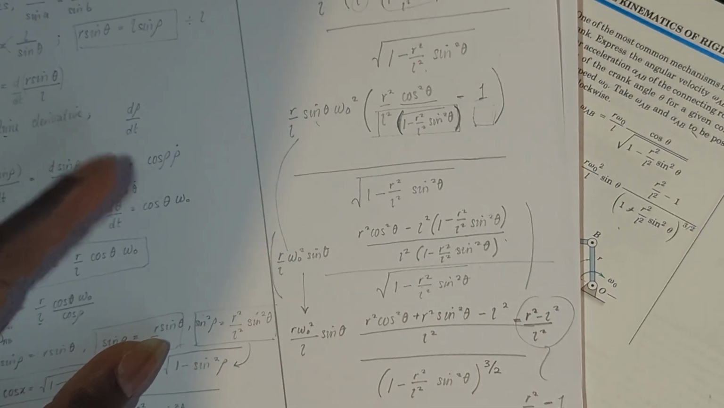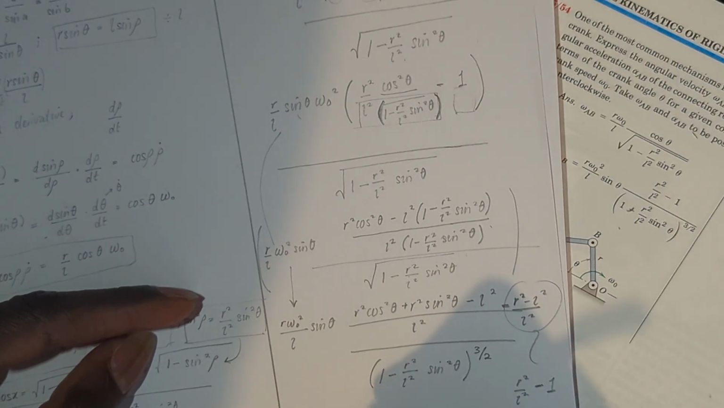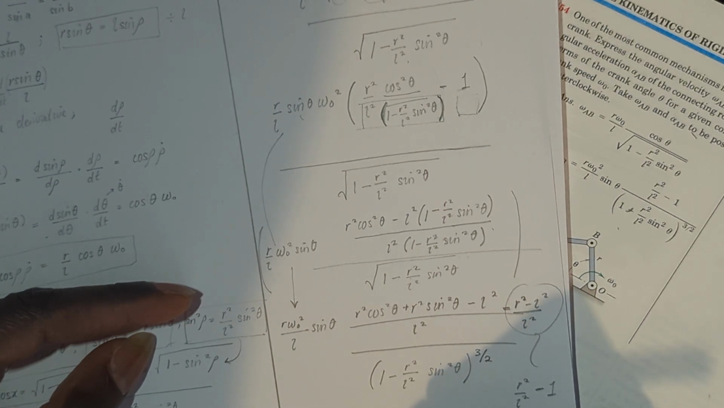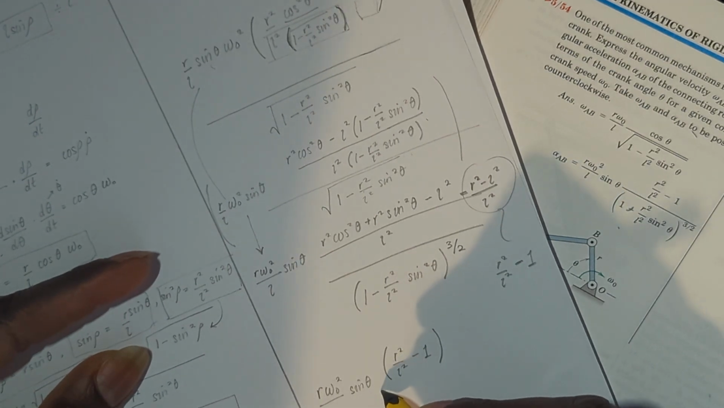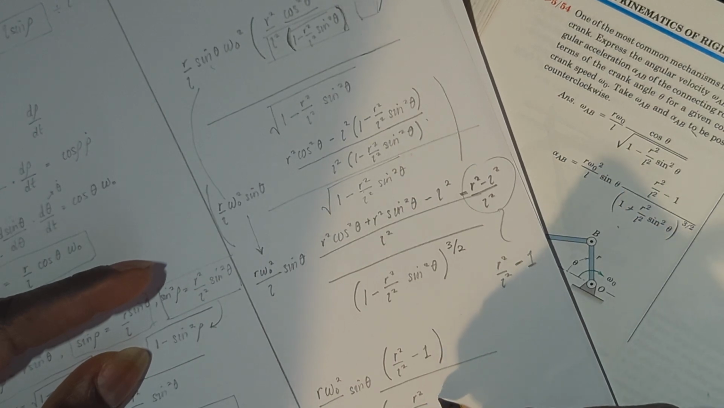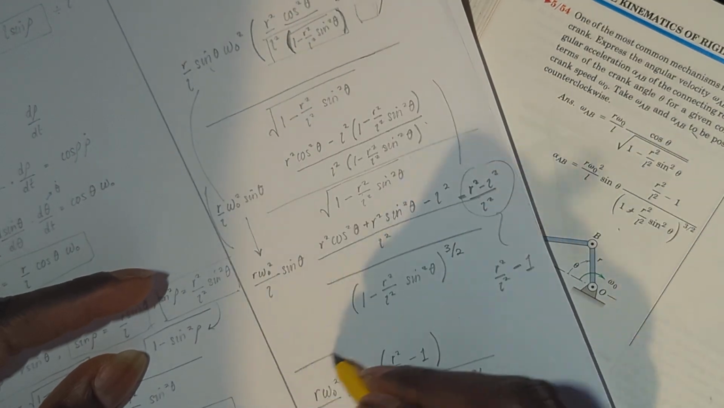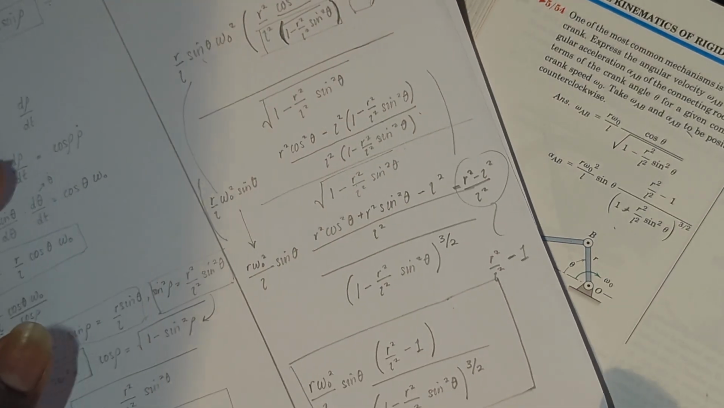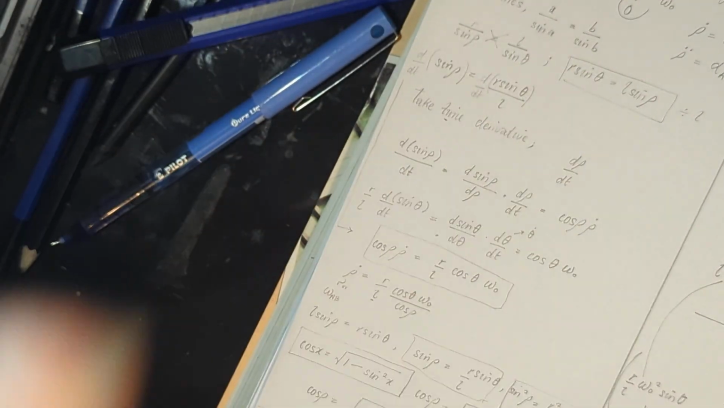I hope that's clear. So our final answer is what? r omega naught squared over L sine theta times r squared over L squared minus 1, all divided by 1 minus r squared over L squared sine squared theta raised to the power of 3 over 2. Fairly easy. So that's it. And that's how you get it. Thank you.